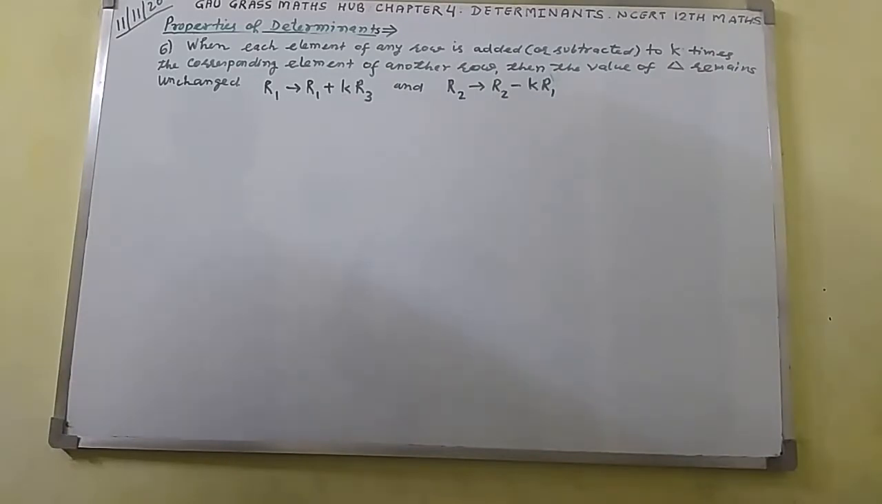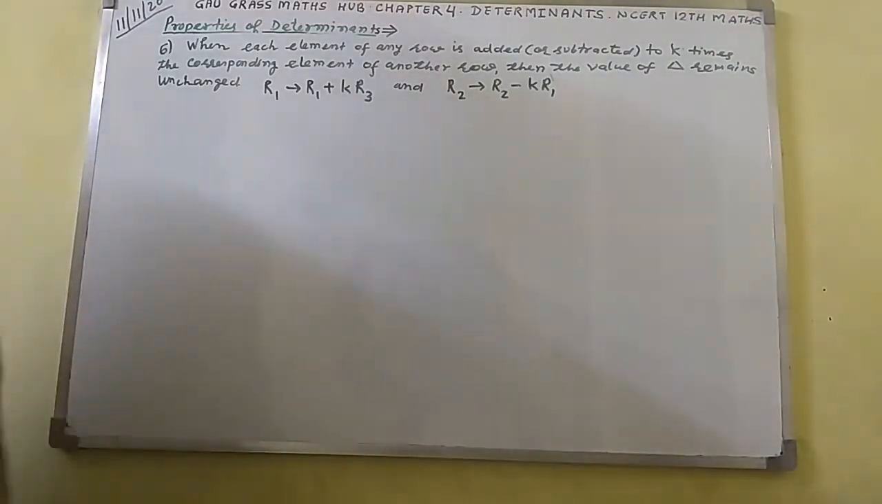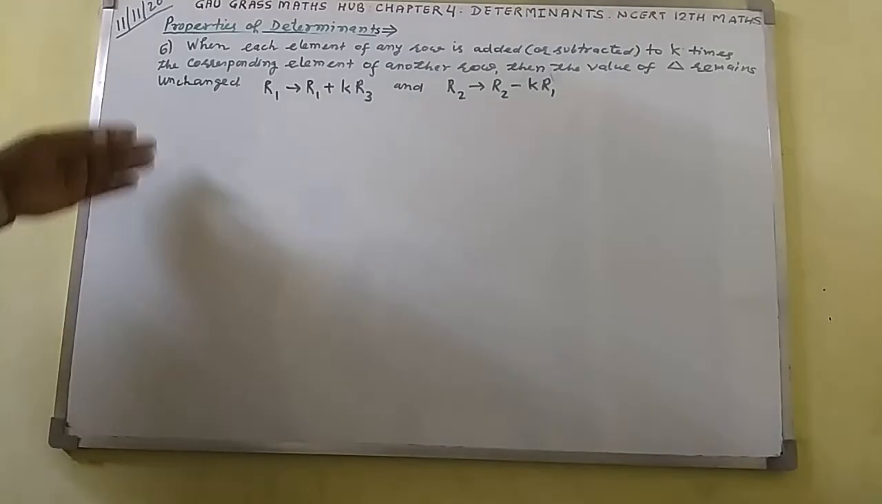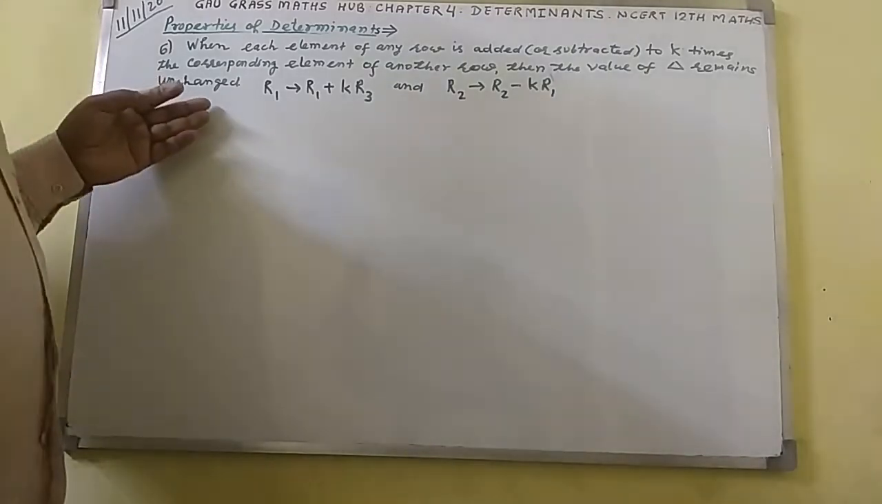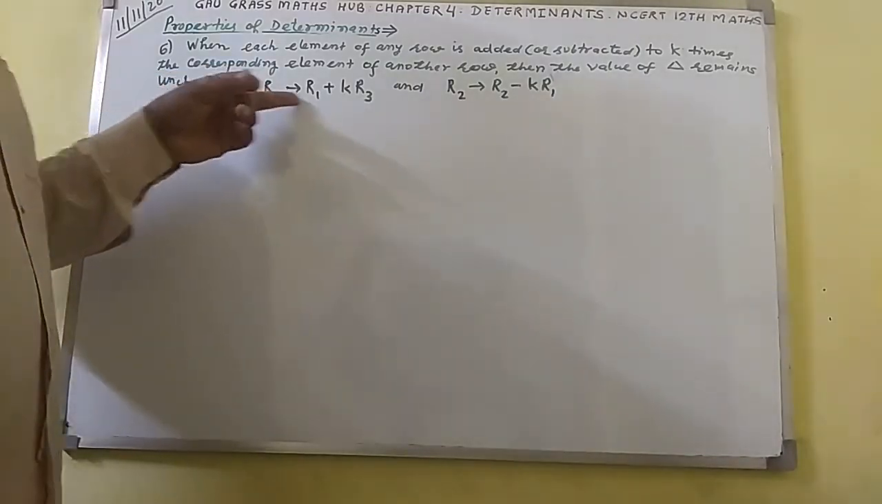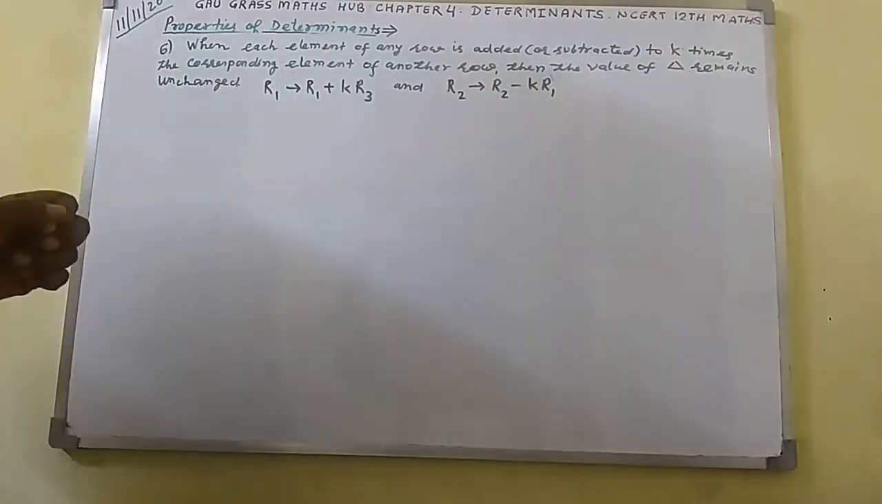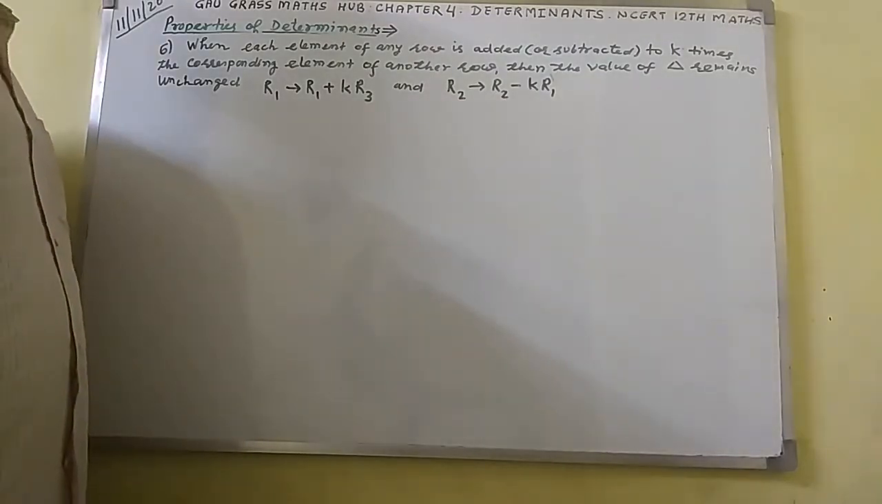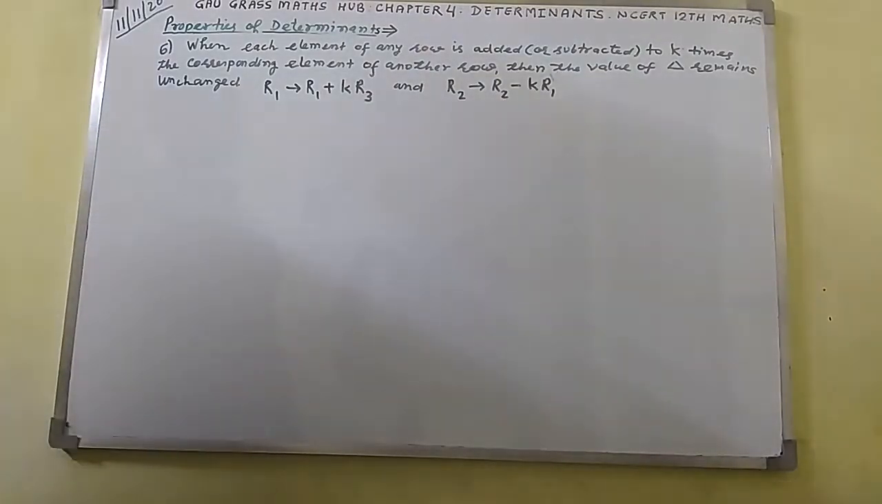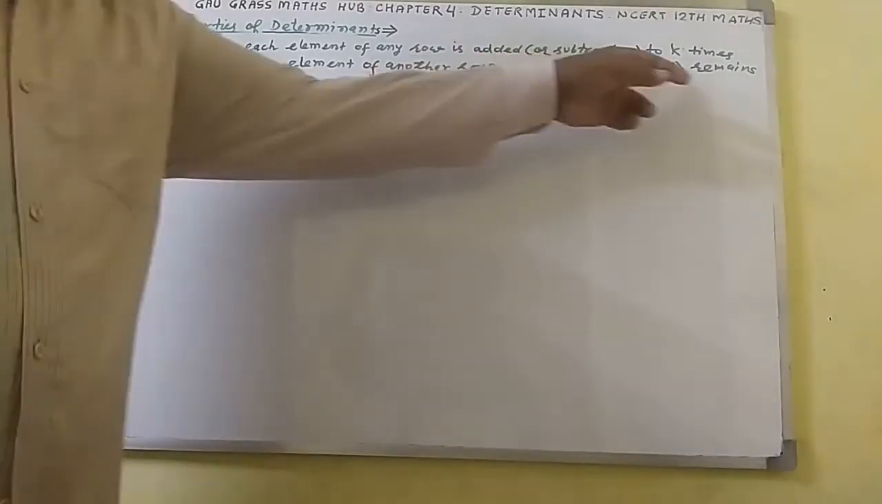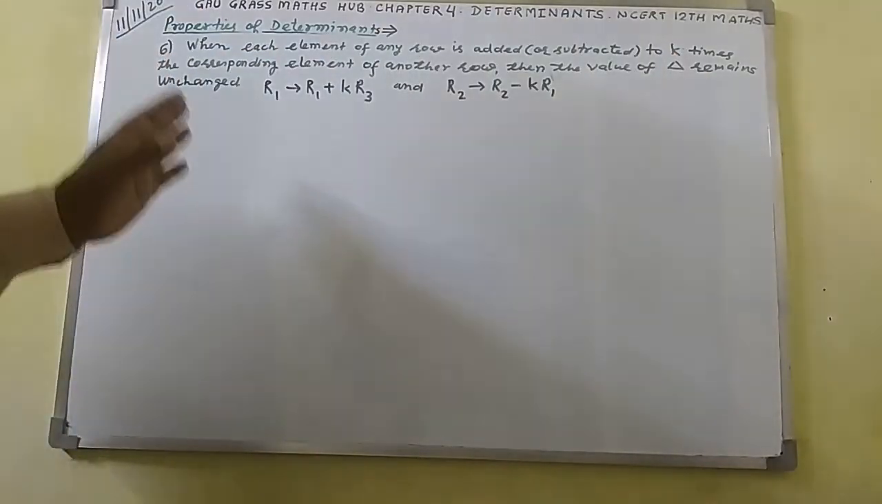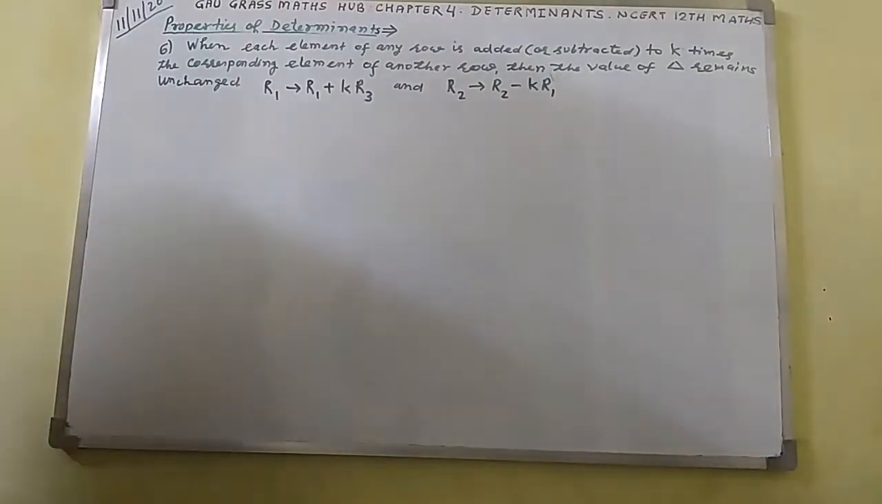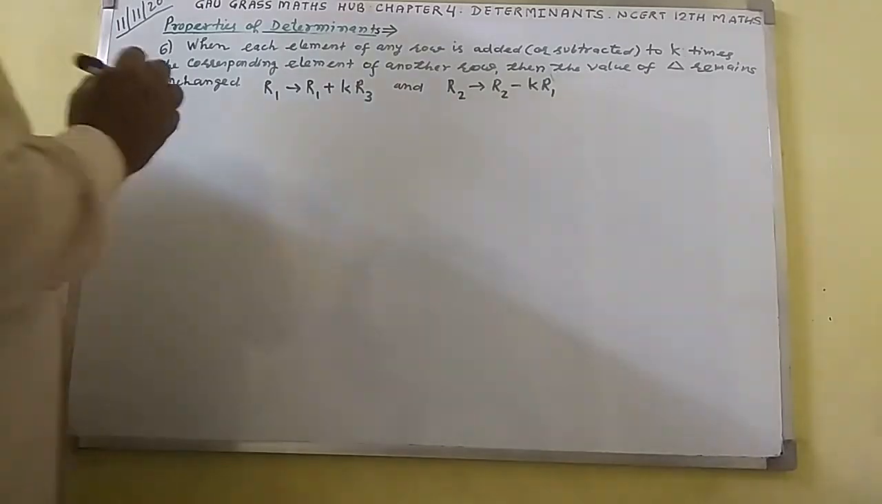Now let us take an example here in order to prove by applying these properties, to see whether the value of determinant remains the same or changed. Here I have written the value of determinant remains unchanged, meaning the value of determinant will remain the same. So let us take an example.